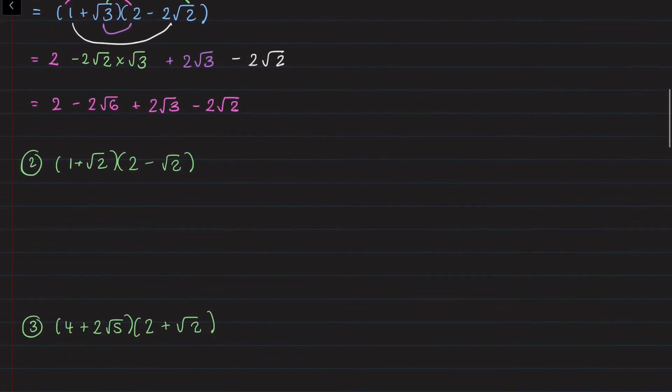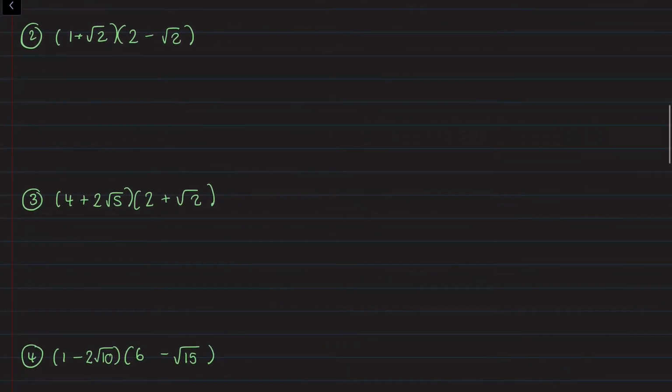Let's have a look at this second example. So I'm going to do the exact same thing. Eyebrow double chin. I've got root 2 times root 2, which gives me 2. Now I just need to simplify that. I have 2 minus 2, which is 0. 2 root 2 minus root 2 is just going to be a single root 2.